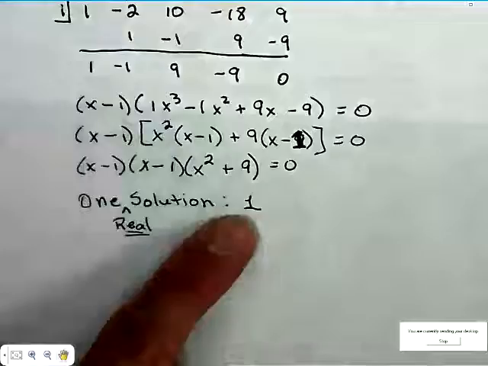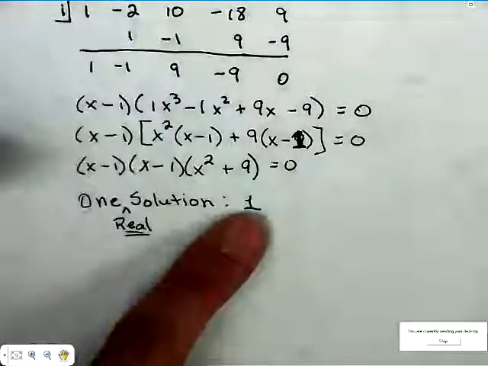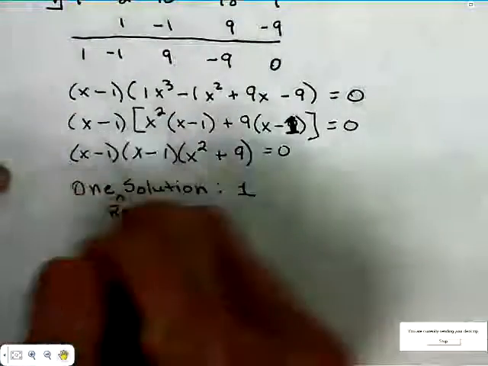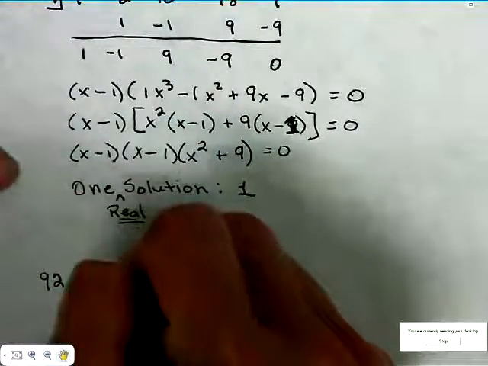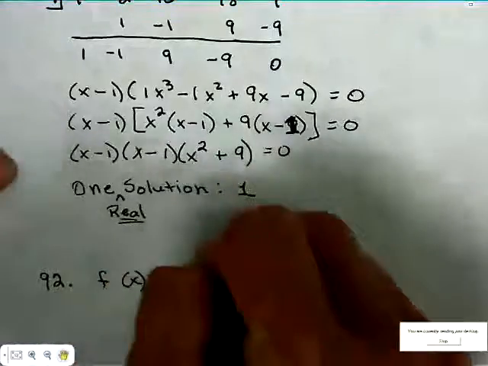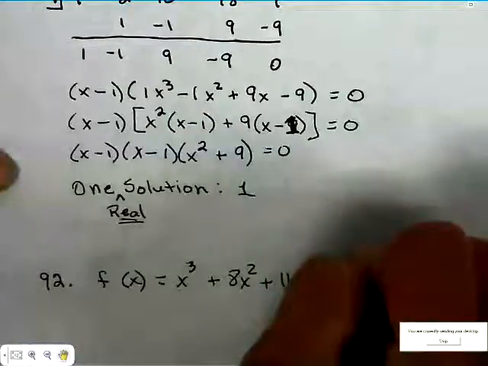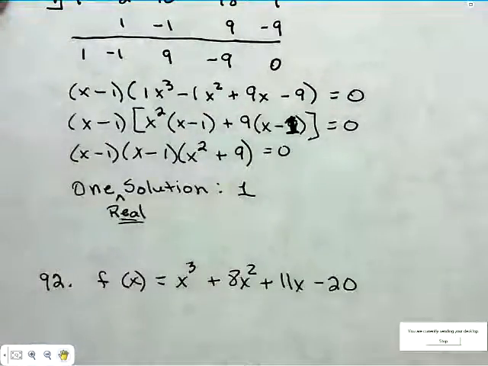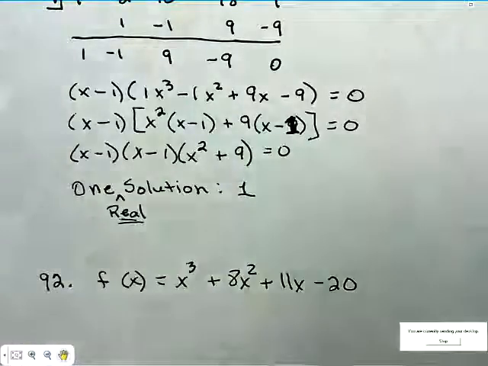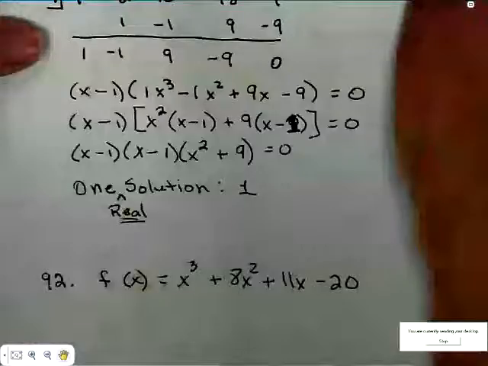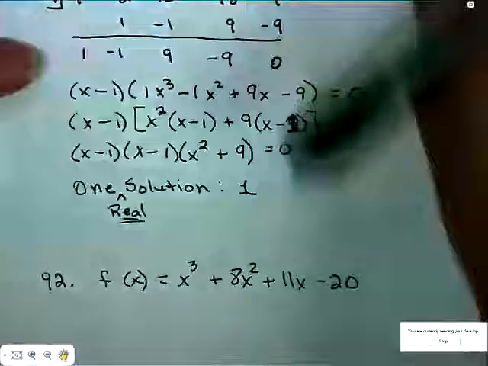All right, I have 2 more examples, and they won't take us very long. Number 92. The reason that 92 won't take us very long is the fact that it's the exact same problem as 46. We've already done all the work. We just need to graph it.